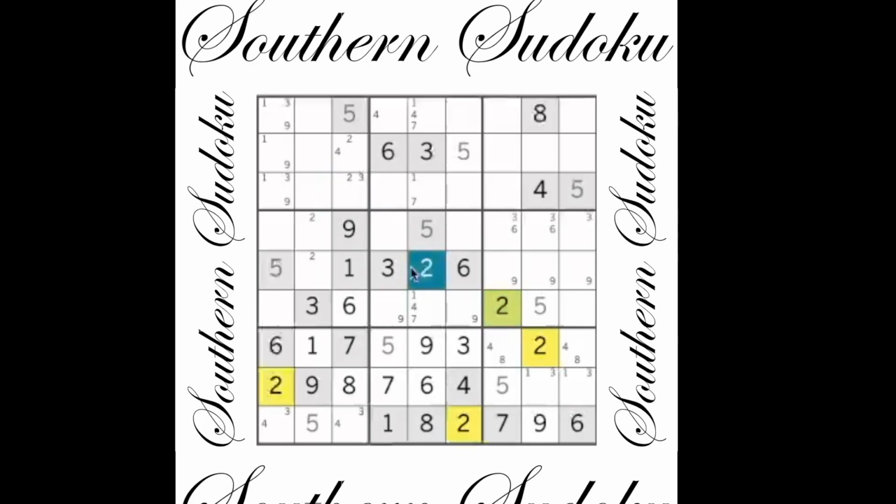I messed up. There's 2s there. That can't be a 2. 2s are there, so that one has to be a 2. That doesn't help me here.